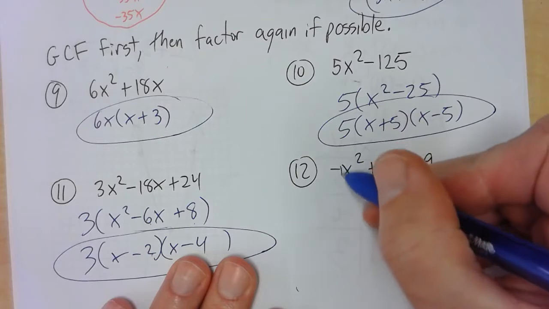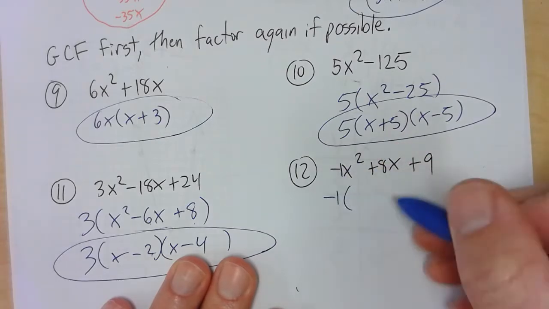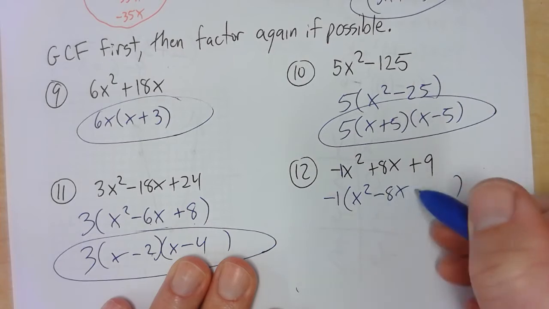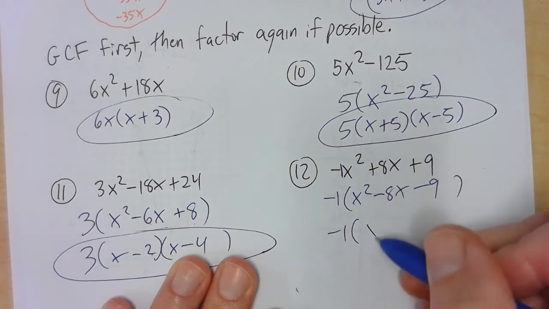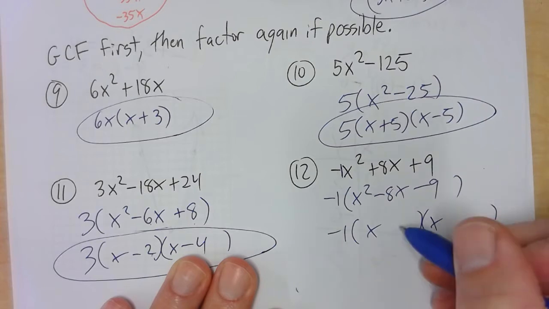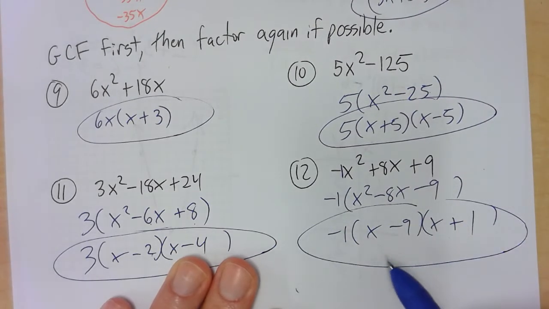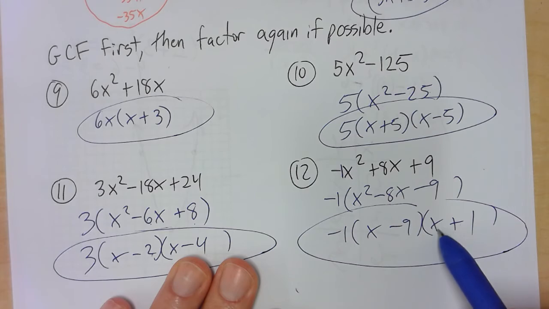Here, there's an invisible negative 1 there, so I'm going to bring it out to the front by factoring it out, dividing it out. I'm left with x squared minus 8x minus 9. And then x and x minus 9 plus 1. So we have negative 9x, and then plus 1x makes the negative 8 in the middle.